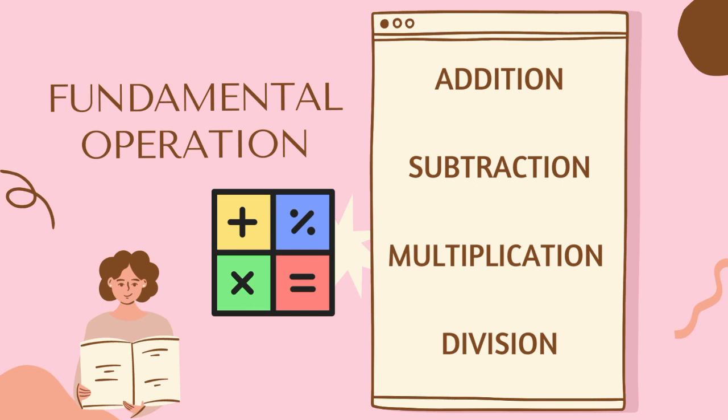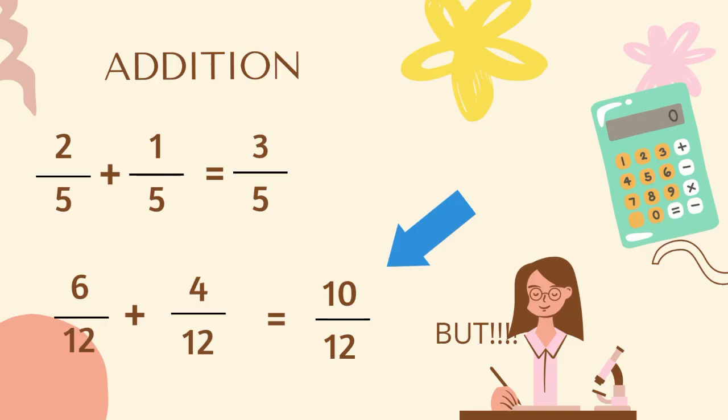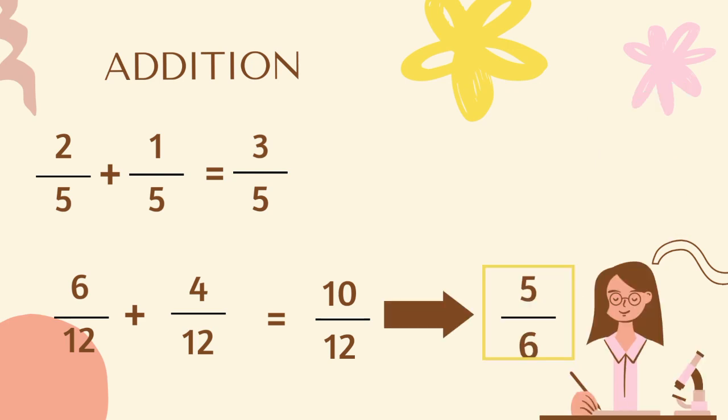So, next naman is fundamental operations. Meron tayong 4 types of fundamental operations. Meron tayong addition, subtraction, multiplication, and division. So, first is addition. So, meron tayong 2 over 5 and 1 over 5. So ang mangyayari is 2 plus 1 is equal 3. So, copy the denominator. Always do copy the denominator. So, 6 plus 4 is 10. Copy the denominator. But gagawin natin, isi-simplify natin siya. So, mangyari 5 over 6 na.